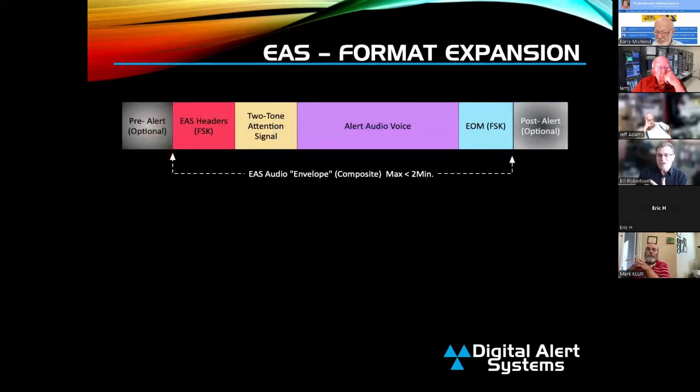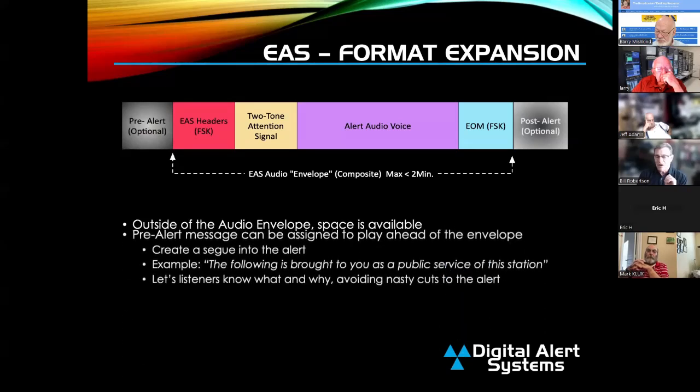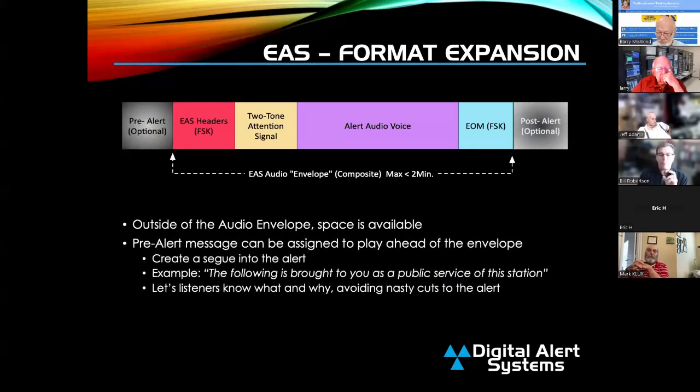If we look at this, though, we can actually expand the EAS signal, that envelope, into having additional elements on the front end and the back end. Basically, outside of the audio envelope, that space is available. So it seems kind of interesting. What about this? Well, for example, a pre-alert can be set up so that it segues into the alert.